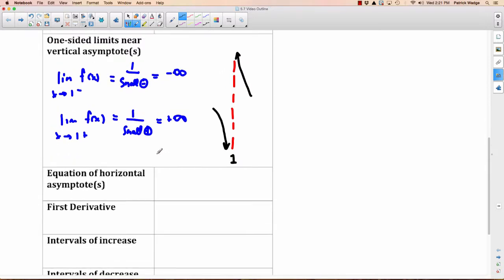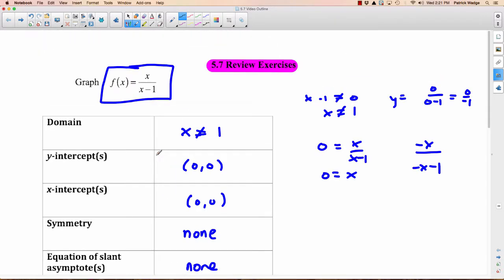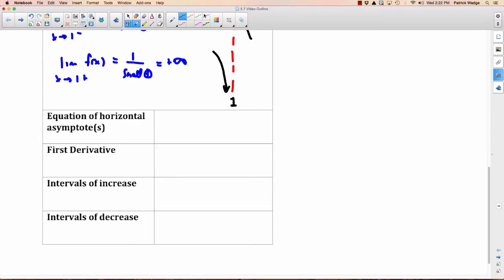Equation of horizontal asymptote. Well, remember the fast way to figure out the horizontal asymptote? If the degrees are the same, like they are here, you just take the leading coefficient, 1, and the leading coefficient, 1, and divide them. 1 over 1 equals 1, which means the equation of our horizontal asymptote is y equals 1.